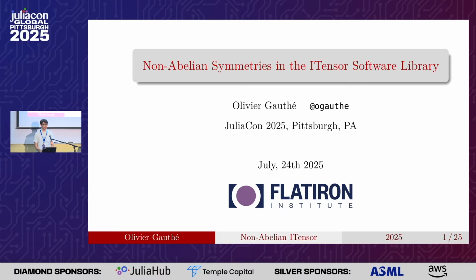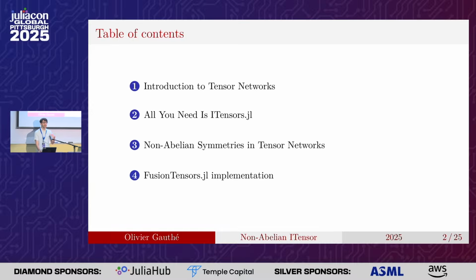So, as mentioned, I will discuss non-abelian symmetries in tensor networks and their implementation in the ITensor software library, which is a Julia library for tensor networks. We will give a brief introduction to tensor networks, then some advertisement for the library that we developed at the Flatiron Institute in New York City. And then there will be a quite technical part about the non-abelian implementation itself. And I will have a live demo, if everything goes well, about how we actually use this in ITensor.